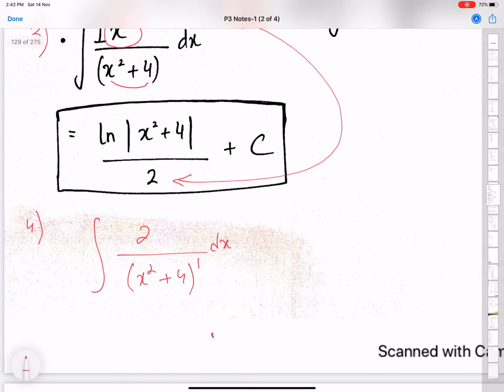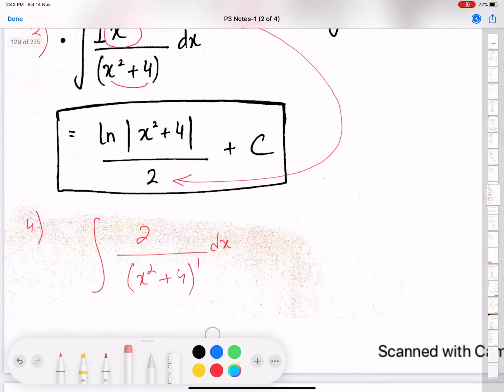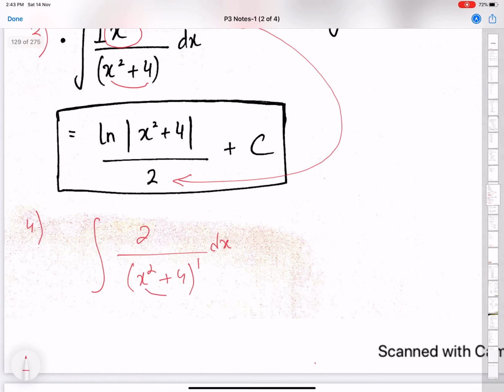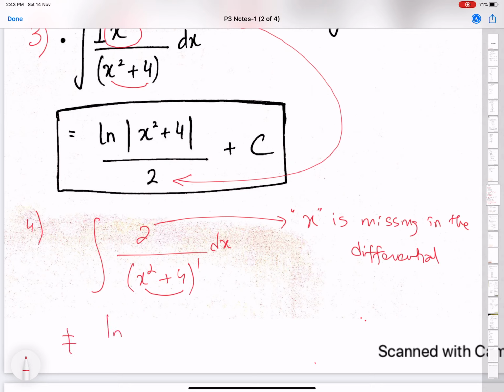Can we use basic formula number 2 here? For that we need to check the differential of the denominator first. The differential of the denominator is 2x. Now according to this 2, x is missing in the differential. So when the variable is missing in the differential, we can never use basic formula number 2. So we can never solve this question by this basic formula 2 method.